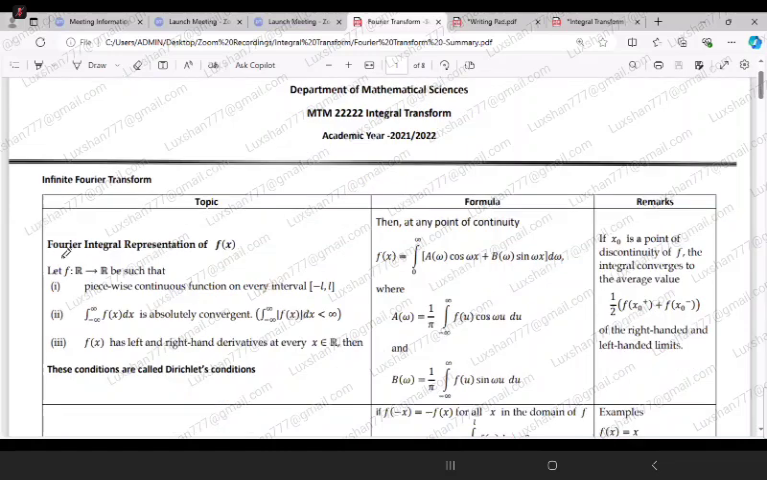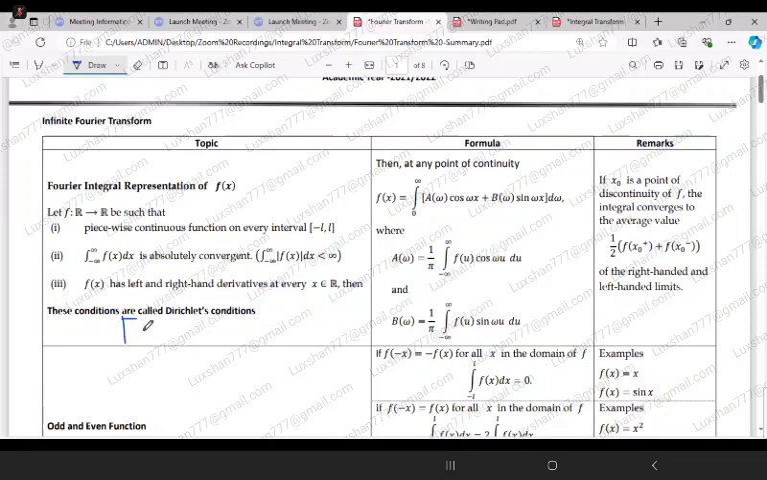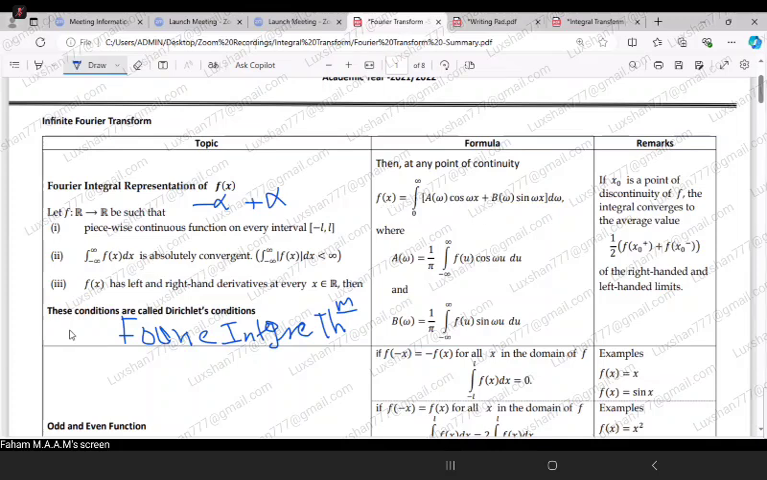Now, the first one is the integral representation. This is called the Fourier integral theorem. Sometimes in the examination, we may ask you to state the Fourier integral theorem. Look at the range of f: minus infinity to plus infinity. At the point of continuity f(x) is given by this integral, and at the point of discontinuity, we have to take the average of the right-hand and left-hand limits.